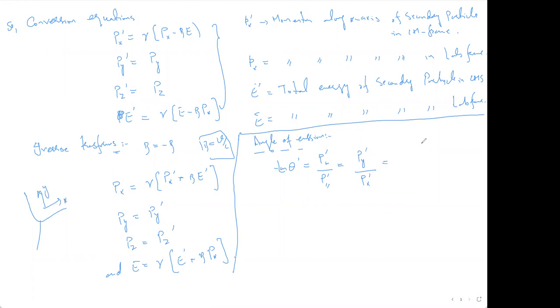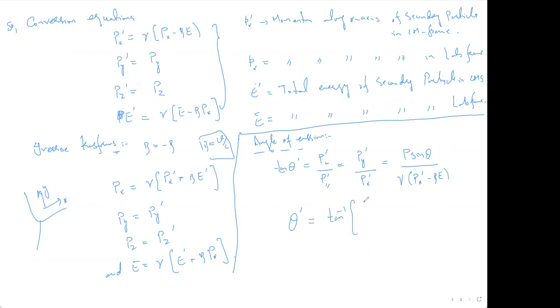Now py dash, I can write as p sine of theta, the vertical component, and px dash हमने अभी find किया है. Px dash is nothing but gamma (px minus beta e), right? So then I can find out theta. This theta is the angle measured in the lab frame. Theta dash is the angle measured in the center of mass frame. So theta dash is just tan inverse.